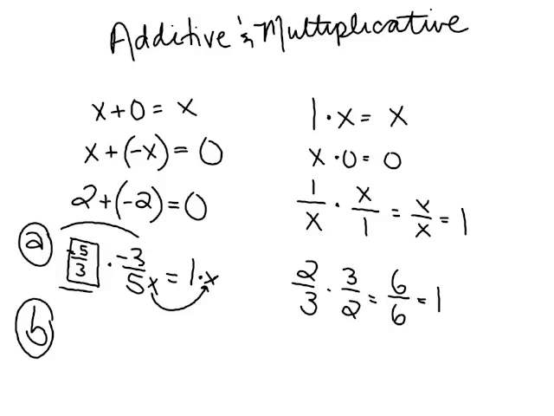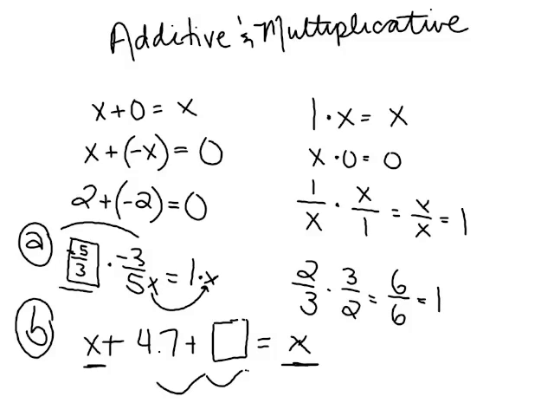So the second example they give is x plus 4.7 plus an unknown something equals x. So I have an x here and an x here. So the goal for this problem is to get this to equal 0. So what's the inverse? How do I get rid of that 4.7? What do I add to it? Negative 4.7. Okay, so there's the additive inverse. It's whatever will take this to 0.